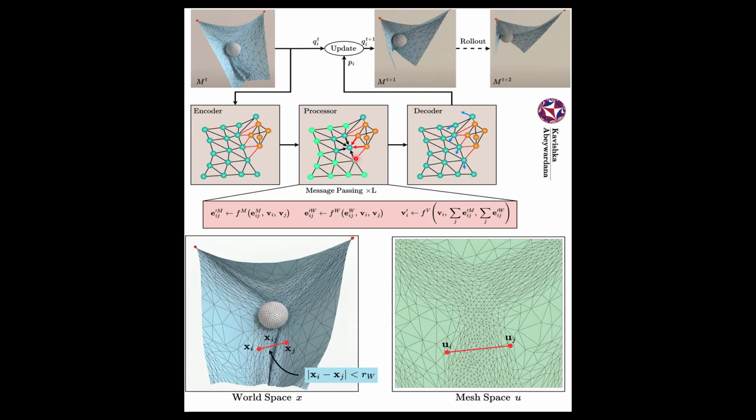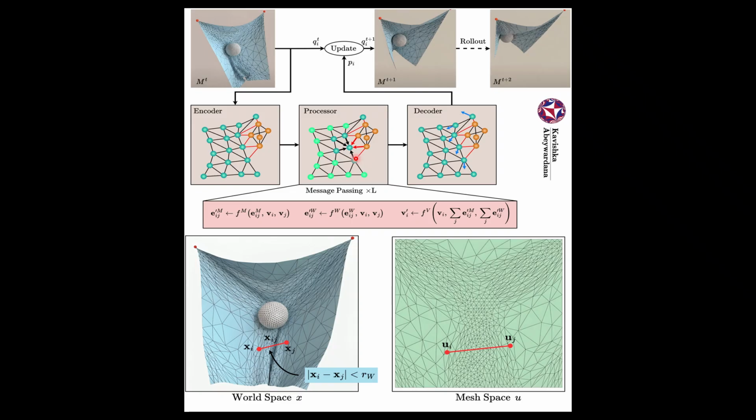Through several rounds of message passing, the network learns patterns like tension propagation in cloth, pressure propagation in fluids, and deformation in elastic materials. This is essentially the neural network learning the local rules of physics.